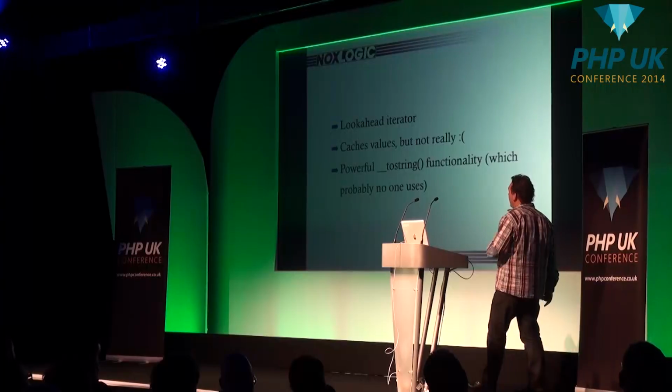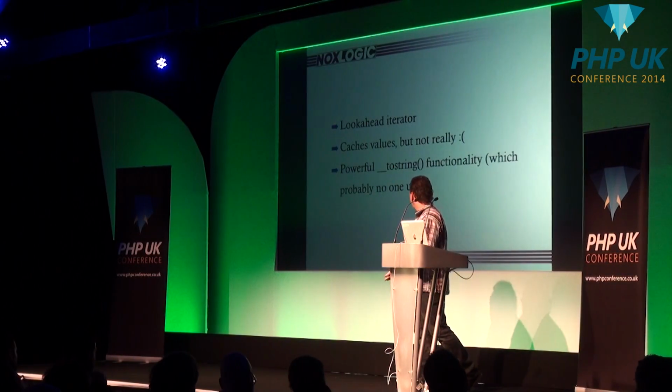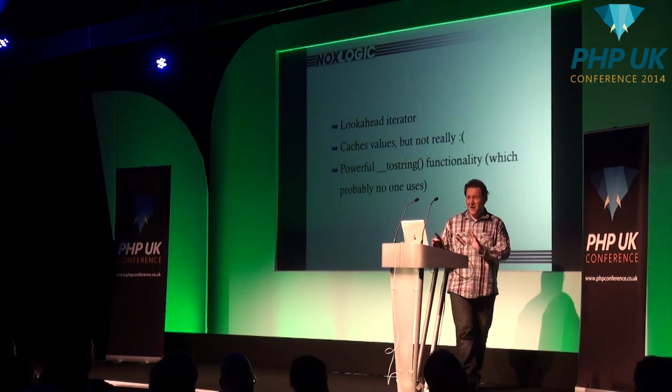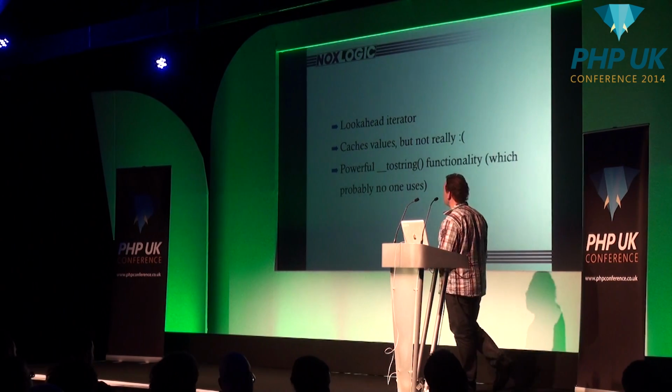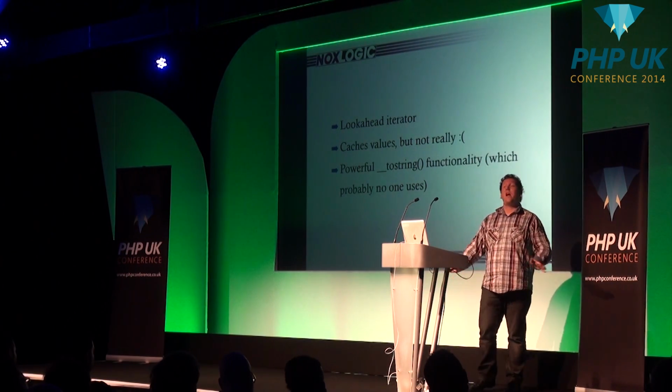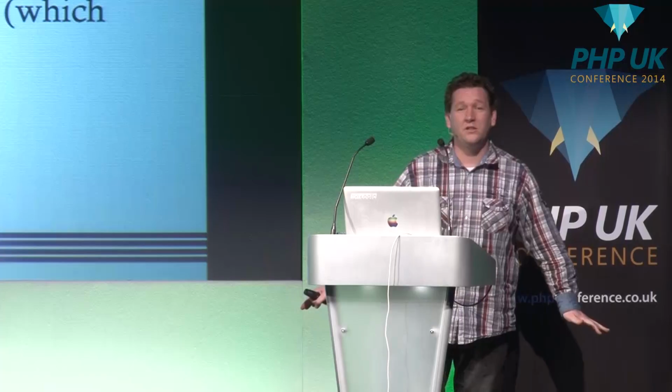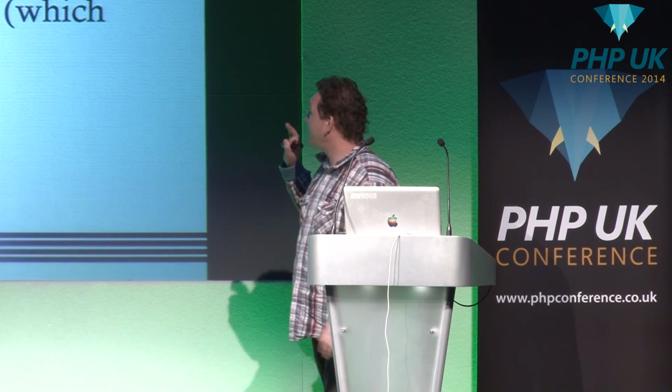which could sometimes be functional. I will show you a little bit of a crappy example, but at least you have an idea. But that's the main feature, look-ahead iterator. If it was called look-ahead iterator, perfect, it would make sense, but it isn't. It also caches values, but not really. It's really bad at doing all the caching stuff. But it has some powerful toString functionality as well. It's really awesome. I have never seen anyone use it. So if it gets lost in the next minor update of PHP, nobody cares, because nobody is using it anyway.